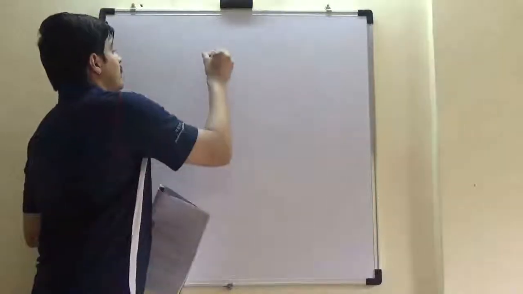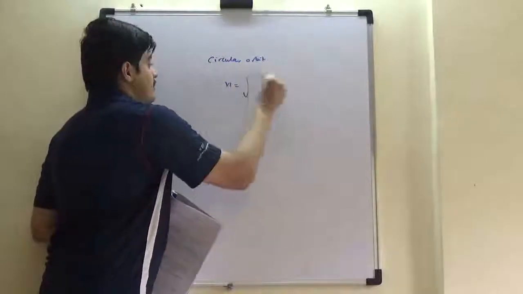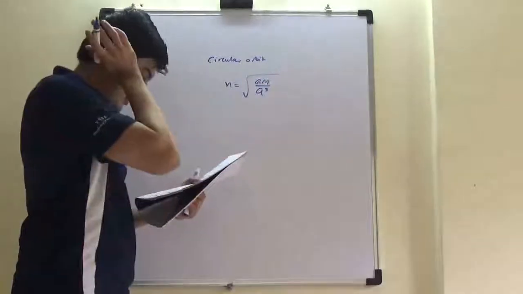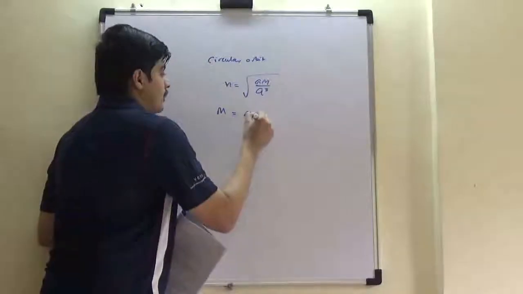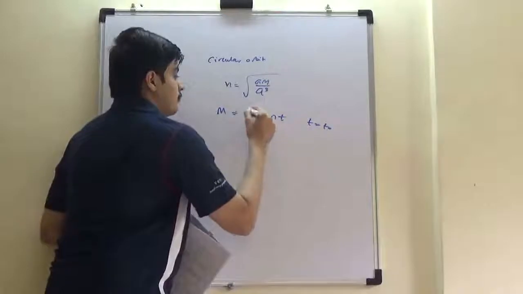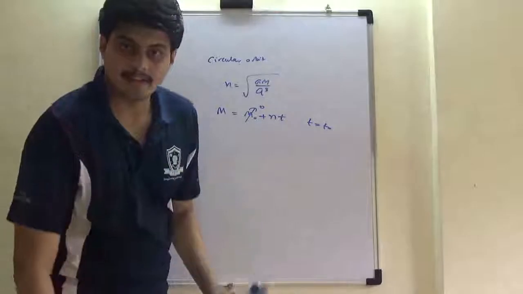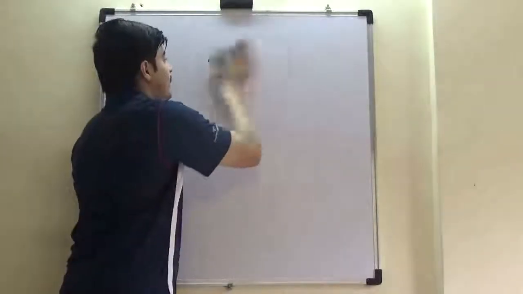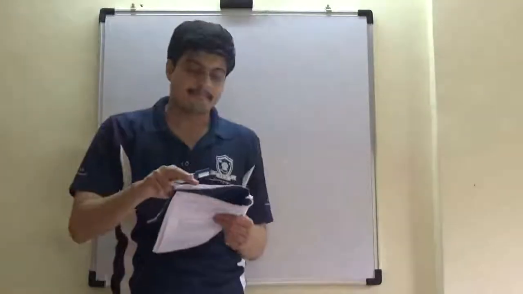So in a circular orbit, you have n as the root of GM upon a cube, right? And then your M is equal to M0 plus n into t. Say at t equal to t0, M0 is 0. Then it follows a linear relation. The advantage is that sometimes this can be useful for transforming elliptical orbits into circular orbits and analyzing those equivalent orbits.